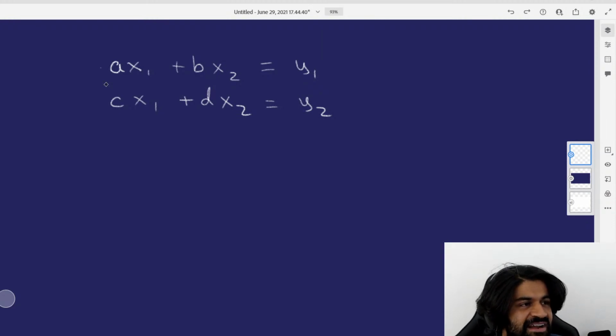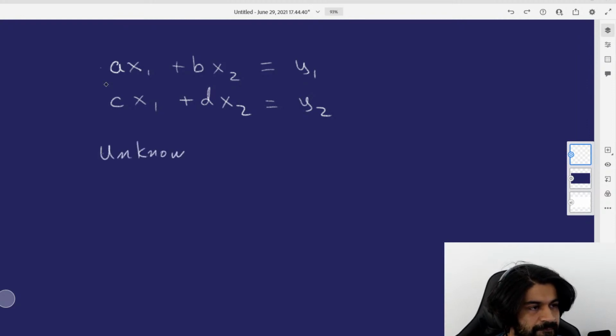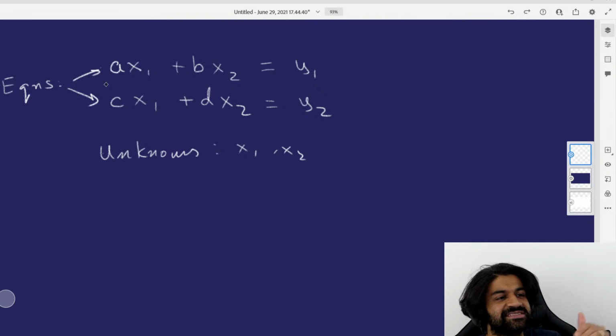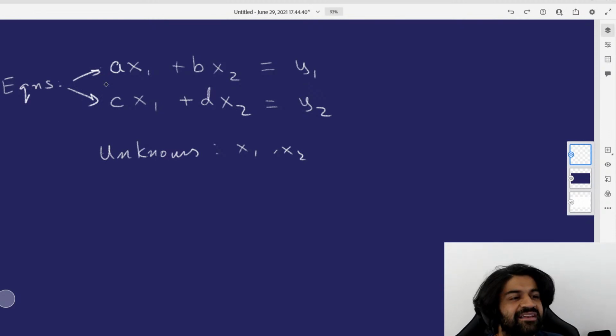So you notice here there are two unknowns. In this situation, the unknowns are x1 and x2. And there are also two equations, right? So these two, I know I wrote G instead of Q, but there are two equations. There's this one and this one. So you're in a situation where there are two equations and there are two unknowns. And so Cramer's rule has a shot over here.